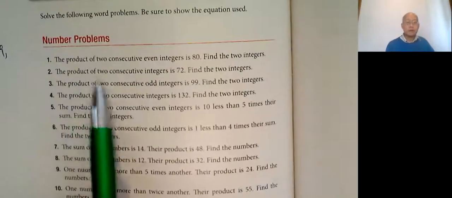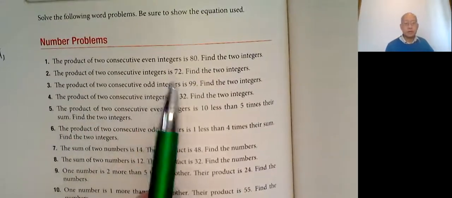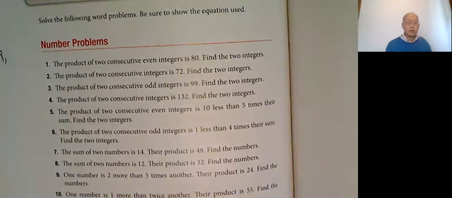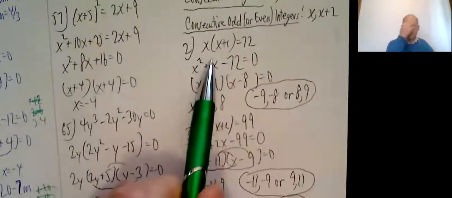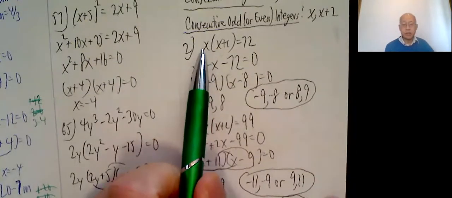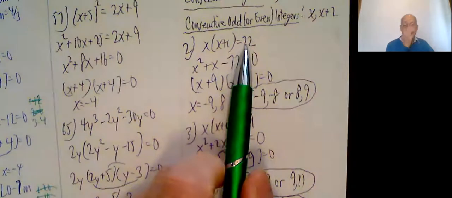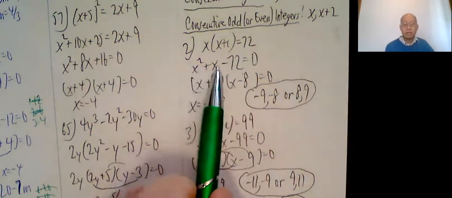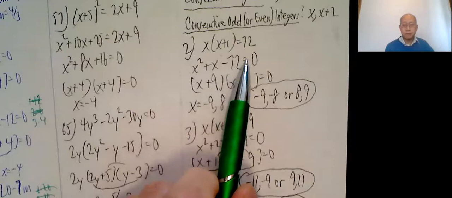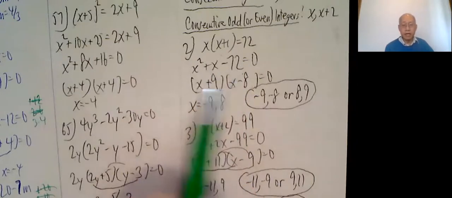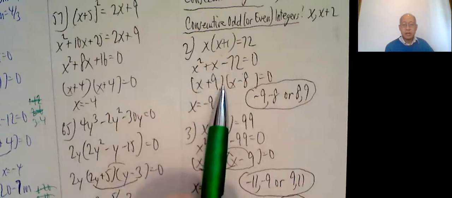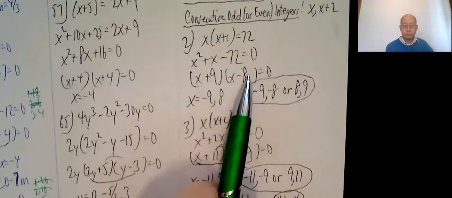Number 2, the product of two consecutive integers is 72. Find the two integers. Okay, so product means you multiply two consecutive integers. So x times x plus 1 equals 72, x representing the smaller number. Subtract 72: x squared plus x minus 72 equals 0. What two numbers have a product of 72 and differ by 1? 9 and 8. So (x plus 9)(x minus 8) equals 0.